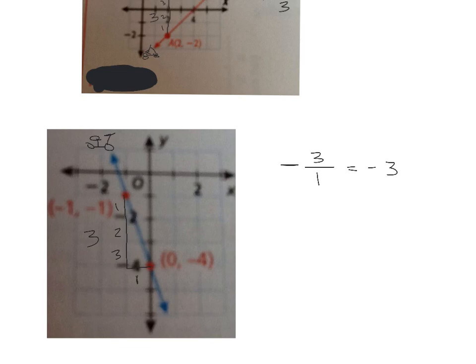So that's how you find the slope. Decide if it's positive or negative, make a triangle, count your vertical boxes over your horizontal boxes to get from point to point, and write your fraction.